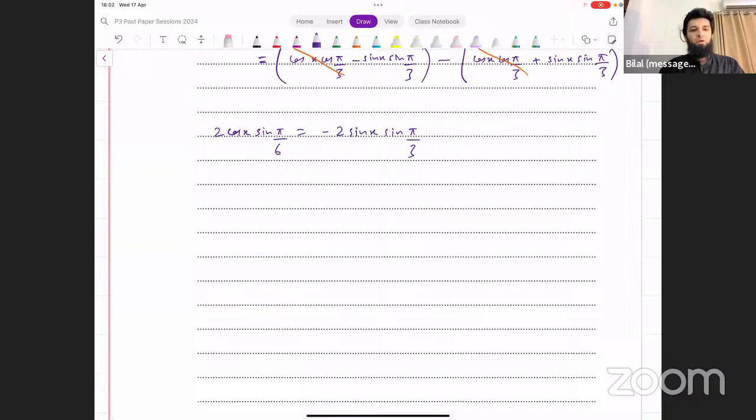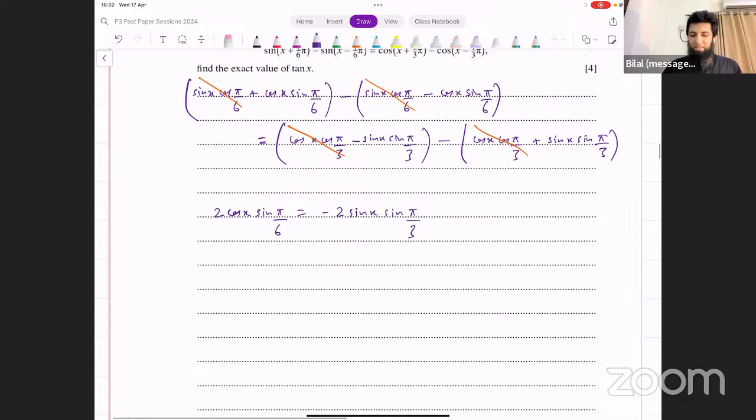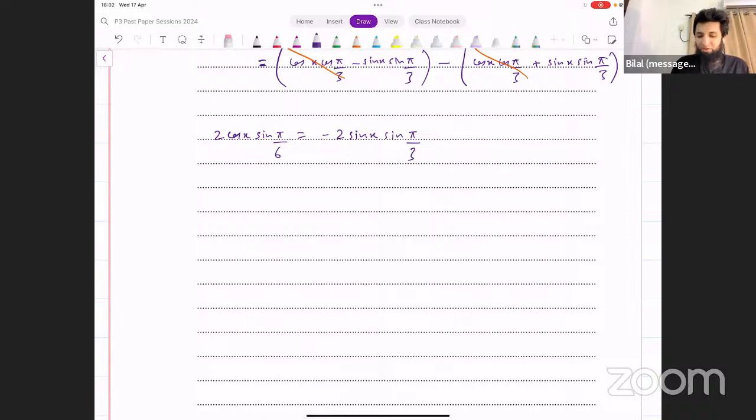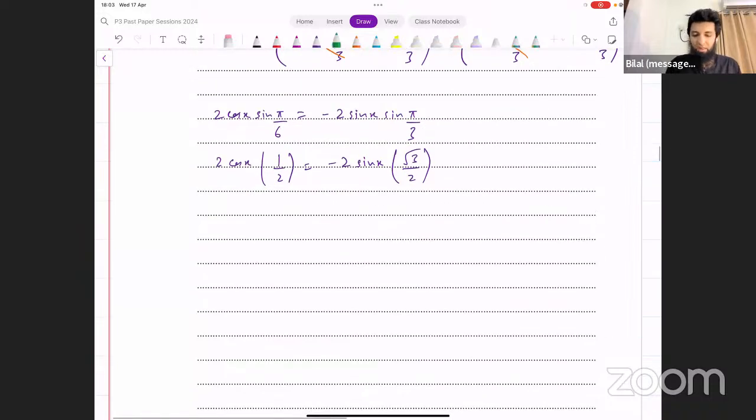Okay. And now sine pi over 6 and sine pi over 3 can be evaluated from the calculator, right? Sine pi over 6, what's that? Sine pi over 6 is sine 30, that's 1 over 2. So it's going to be 2 cos x into 1 over 2, that equals minus 2 into sine x into sine pi over 3, which if you just input this in your calculator, you would get under root 3 over 2 for that. You need exact result. So don't write decimals. This is what we get. Now 2 and 2 get cancelled. And on the right side as well, 2 and 2 get cancelled.